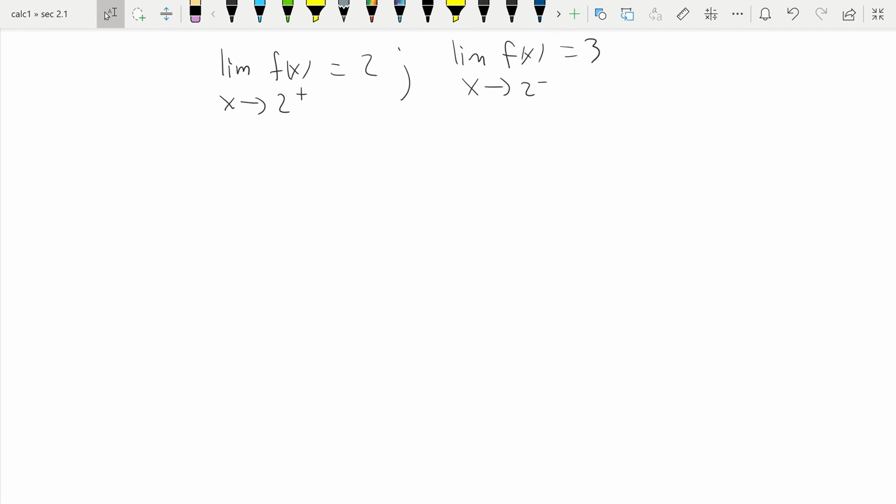Okay, so that's what we can say about one-sided limits. We'll continue next with infinite limits, and then we'll just cover a couple of examples and finally move on to the very important limit laws.